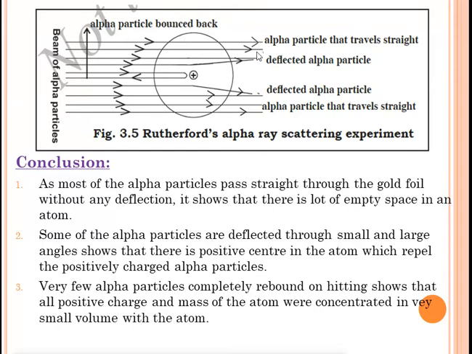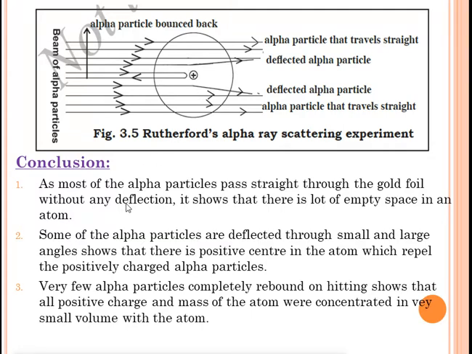But a few of the alpha rays were getting deflected by small angles. The first arrow you can see, alpha particles that travel straight. Some of the alpha rays will travel straight through this gold foil, but a few of the alpha particles will be deflected, and a few of the alpha particles will bounce back. Means after hitting the gold foil, they will travel in their original path only. They will come back. So this was the experiment. In that, he used a thin gold foil and alpha rays. Some of the alpha ray particles will travel straight, some will be deflected by forming some angles, and a few of the alpha rays will bounce back.